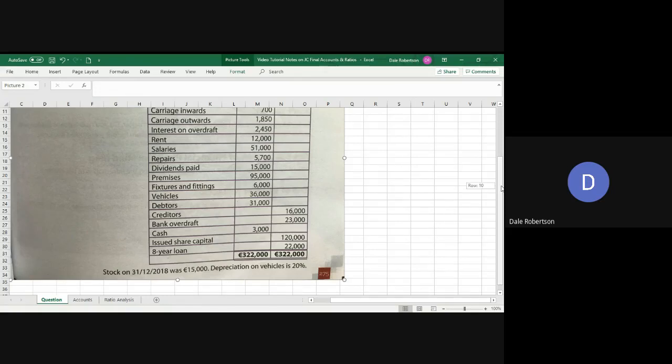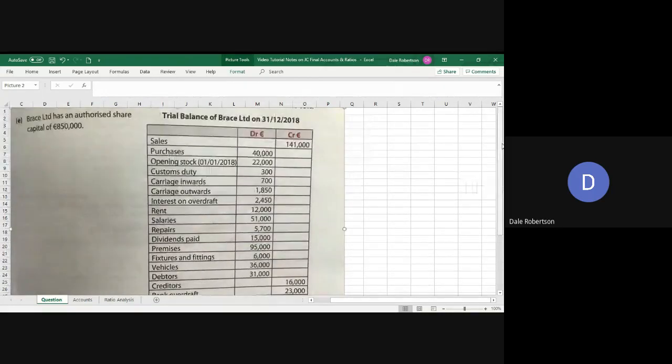Also, at the very top of the question, you're told what the authorized share capital is. This is how much money the company is allowed to raise through the sale of shares, but of course they have not raised that much. They've only raised 120,000 out of that 850, which is their issued share. So the question is going to appear thus, and we're going to set up the answer as follows.